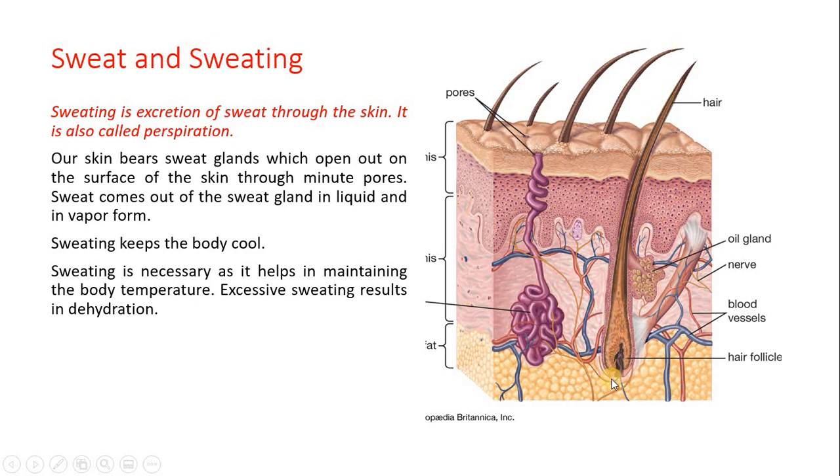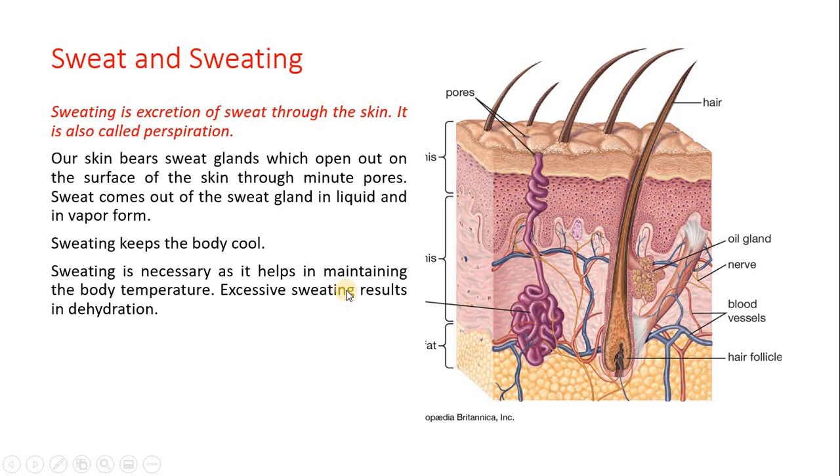Now what is sweat? Sweat is pasina. So sweating is excretion of sweat through the skin. It is also called perspiration. Our skin bears sweat glands which open out on the surface of the skin through minute pores. And sweating is very important because it keeps the body cool. And sweating is also necessary as it helps in maintaining the body temperature. So when sweat evaporates from the surface, it takes away the heat of the body. So that is why it maintains our body temperature.